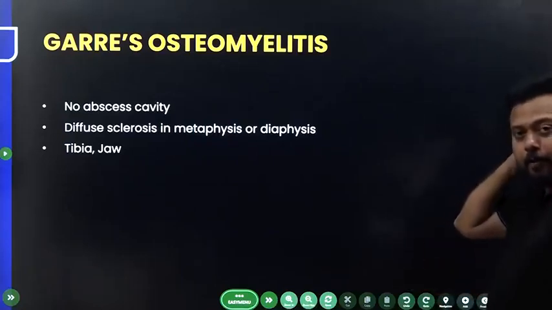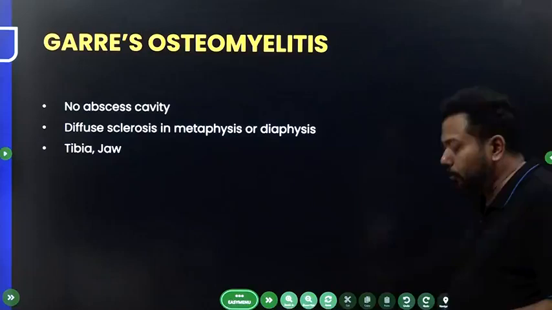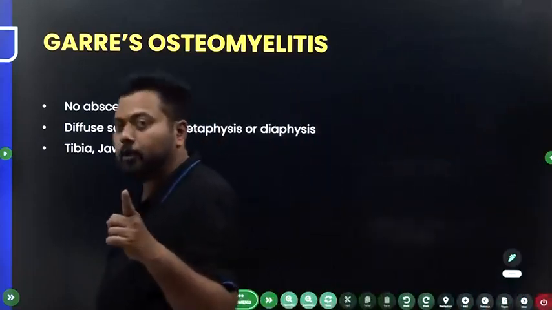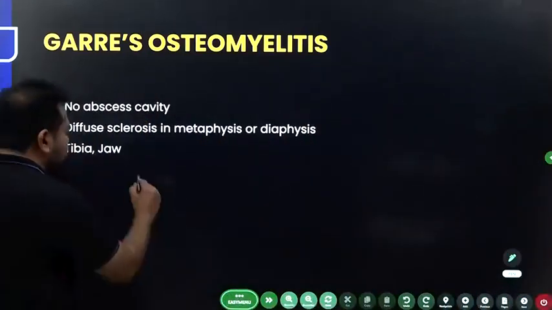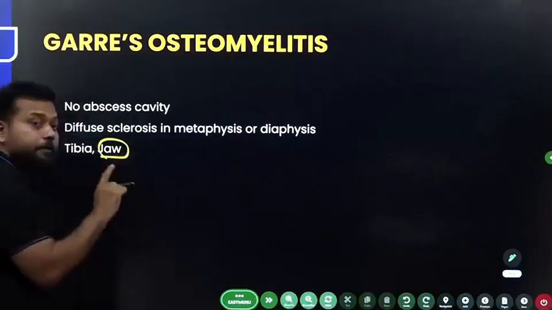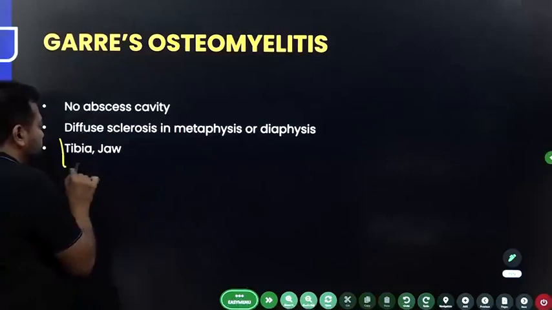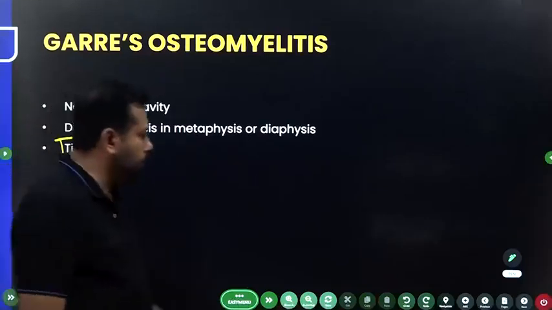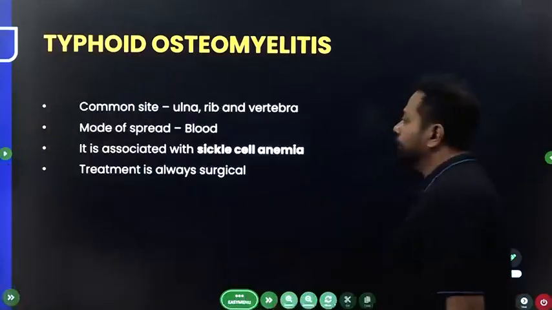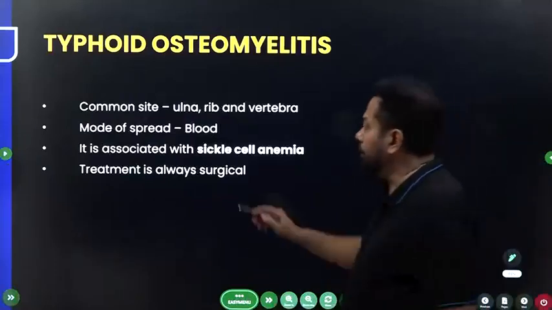And it is common in the diaphysis. The most common bone, no? Most of the MCQ books give a wrong answer. They're telling the most common site is jaw, mandible. This is the second common site. Most common site of Garre's osteomyelitis is also upper tibia. Okay, good. Typhoid osteomyelitis, the common bone involved is ulna.